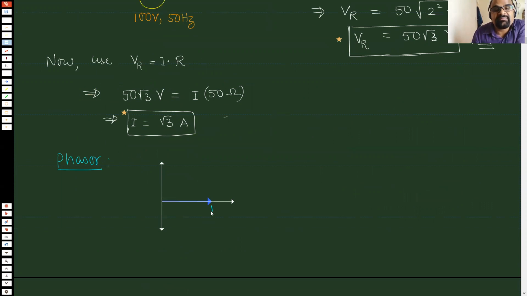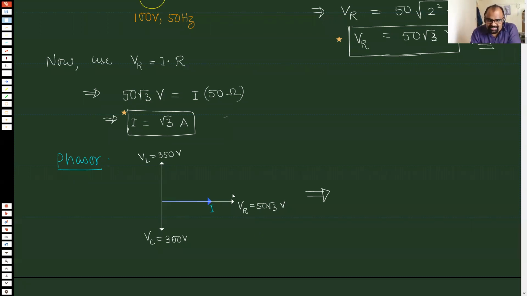So this is your current phasor. This is VR, whose value we have found to be 50√3. This is VC, whose value was given to be 300. And this was VL, whose value was given to be 350. Clear? This current also we have found to be √3 ampere, but I'm not writing it. Now we have to add these three voltages. When you add these three voltages, you should be able to get the source voltage.